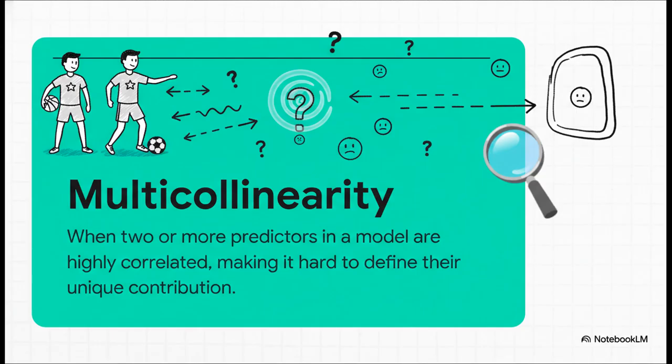When they are, it's like having identical twin basketball players on the same team. A point gets scored, but who do you give the credit to? The model gets just as confused. It just can't figure out which variable is actually doing the heavy lifting.